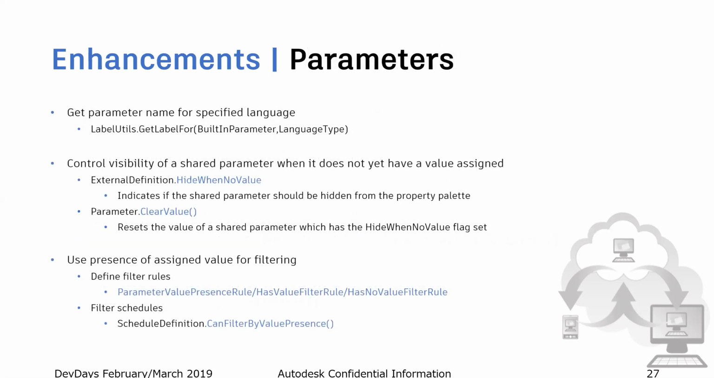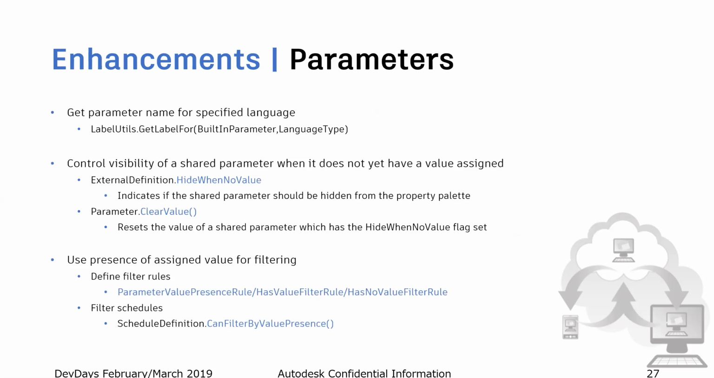In terms of parameter updates, another request that we've heard a lot from you is the need to get the localized name of a parameter. So if you have built-in parameters, Revit has a bunch of different translations. Say you need to get width in German, you can do that. You can go ahead and just request the label for that parameter and specify which language you would like to get it in, and Revit will return that to you.